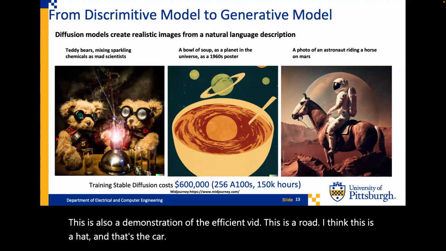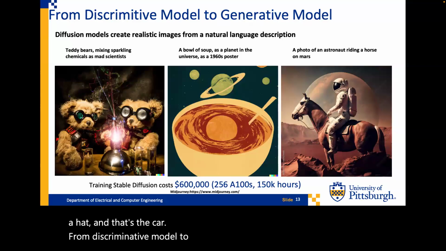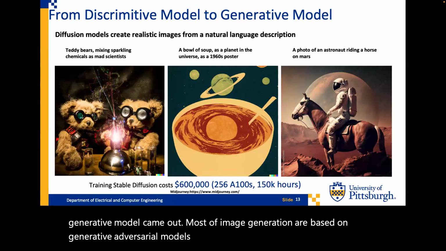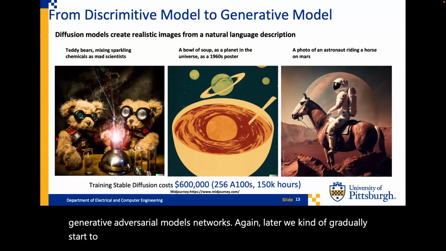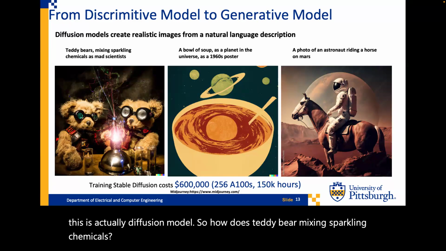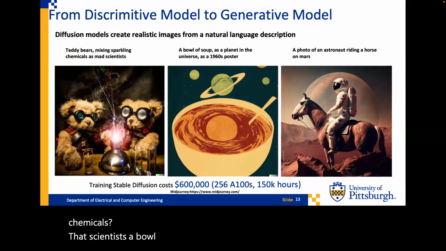From discriminative models to generative models. When the first generative models came out, most image generation was based on generative adversarial networks. Later, we gradually started to use diffusion. This just gives you an example, and this is actually a diffusion model: a teddy bear mixing sparkling chemicals as a mad scientist, a bowl of soup as a planet in the universe as a 1960s poster, a photo of an astronaut riding a horse on Mars.